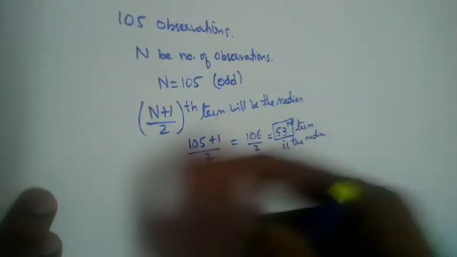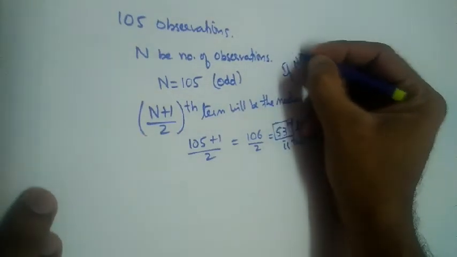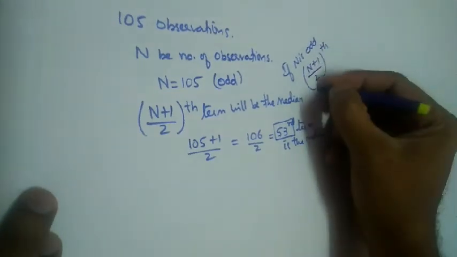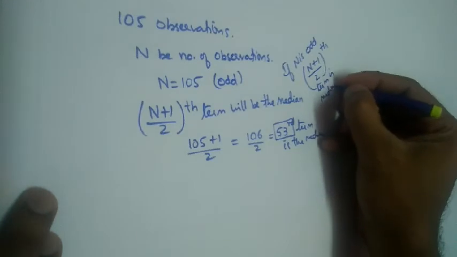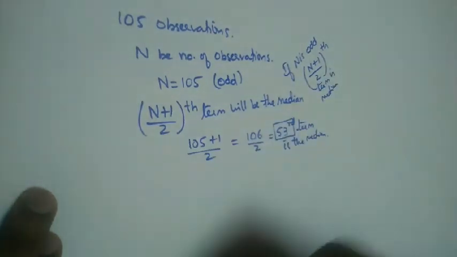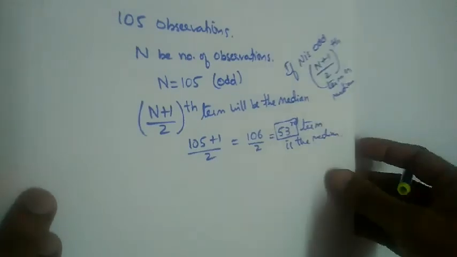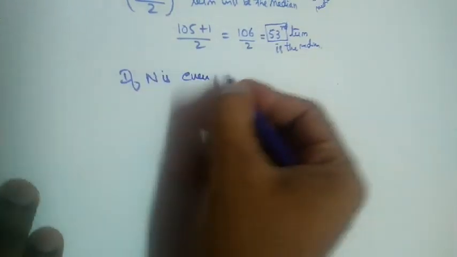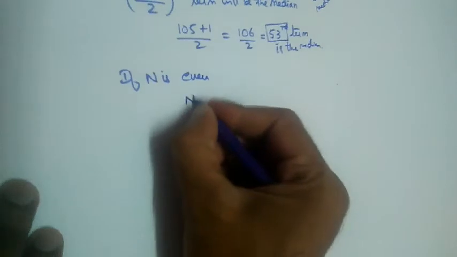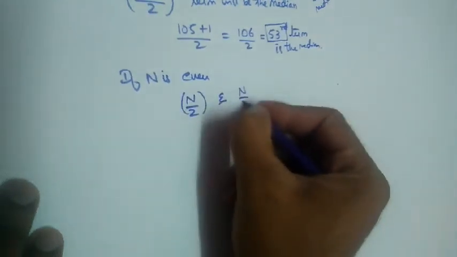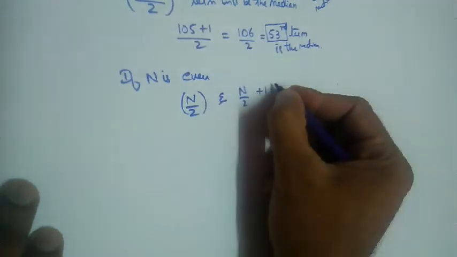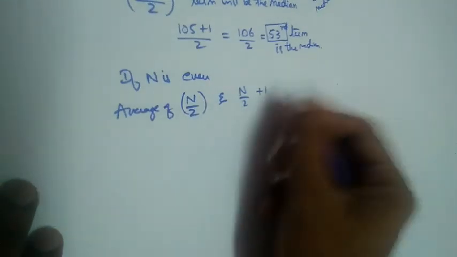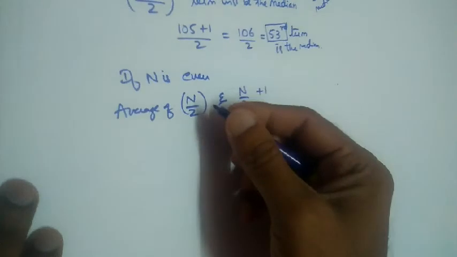So what did we learn here? If n is odd, we should write (n plus 1) by 2. That term is the median. (n plus 1) by 2, that term will be the median. What if n is even? If n is even, then the (n by 2)th and the (n by 2 plus 1)th terms, we should find the average of these two terms. The median will be the average of these two terms.